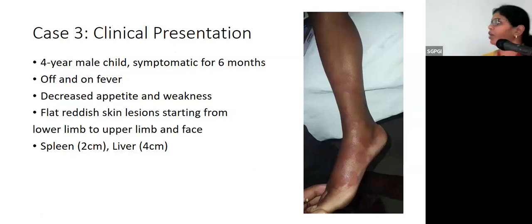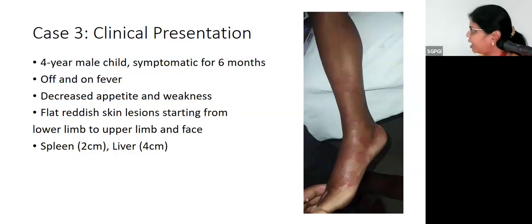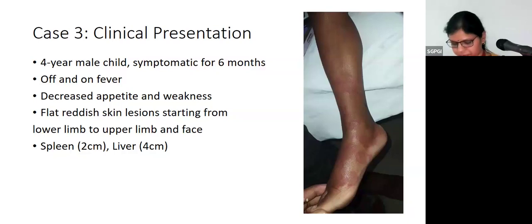So this is from a 4-year-old male child, symptomatic for 6 months with a complaint of off and on fever, decreased appetite and weakness. When he presented to our lab, he had flat reddish macular lesions with an indurated base and a reddish outline. These had started from his lower limb and progressed to the upper limb and face. In addition, the patient had a palpable spleen and liver, and his ultrasound reported mesenteric lymphadenopathy, but the peripheral lymph nodes were not enlarged.